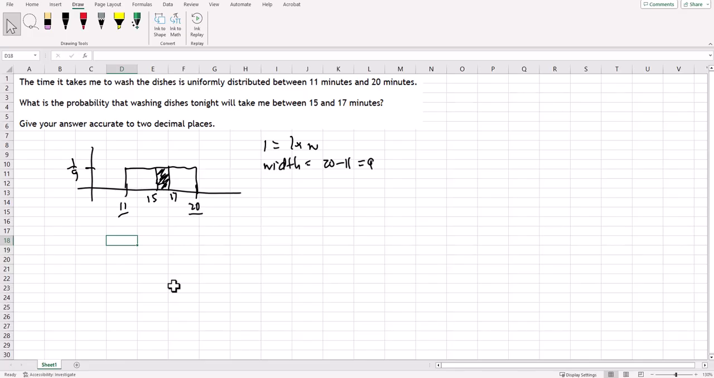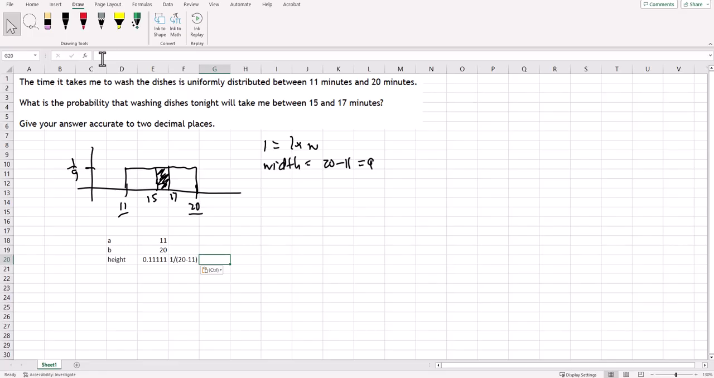So anyway, okay, a was 11, and b was 20, and then the height is 1 divided by 20 minus 11 here. And I could click on those cells if I wanted to. This is 1/9. I'm going to show you how we got this. I'm not necessarily looking for you to show this, you'll have it in the cell here. You don't need to copy this over. This is just so you can see what I'm doing.